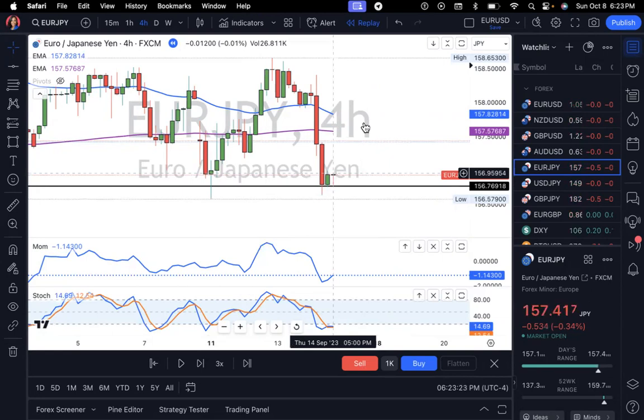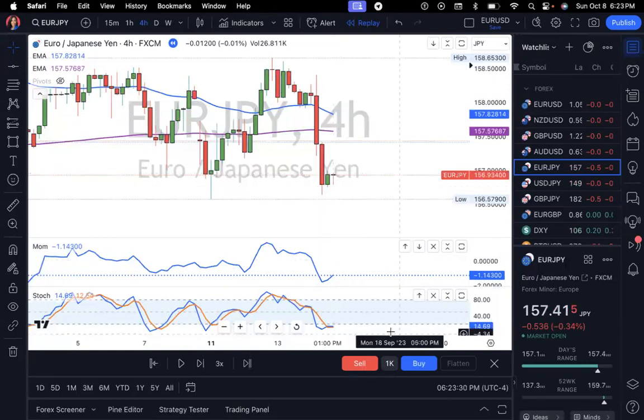So far we have 3 selling confirmations. Is our stochastic positive or negative? Is our stochastic above or below 50?